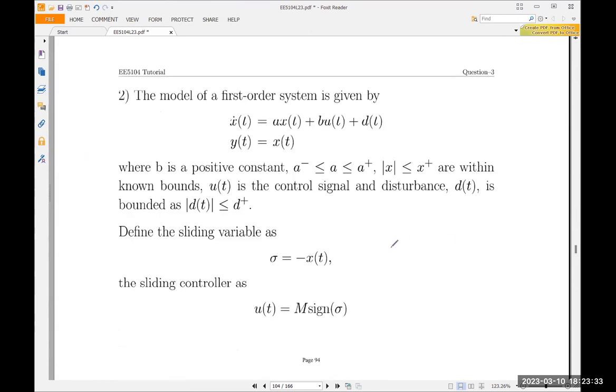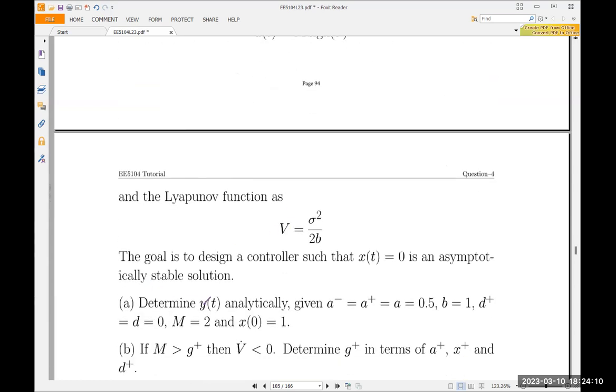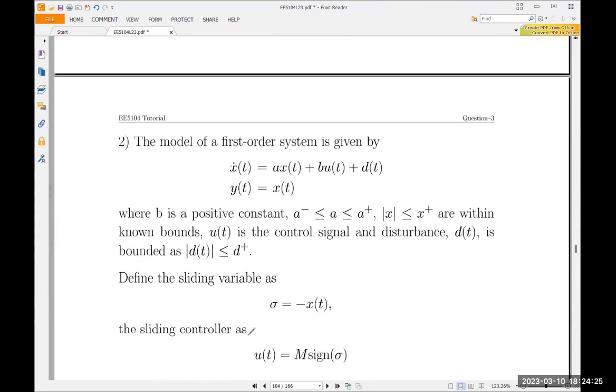Okay, look at question two. All right, so you have a first order system, and then the process is given here. Question A asks you to determine y analytically, given that A is equal to 0.5, B is 1, D is 0, M is 2. The initial value of X is 1. So basically, it means what?